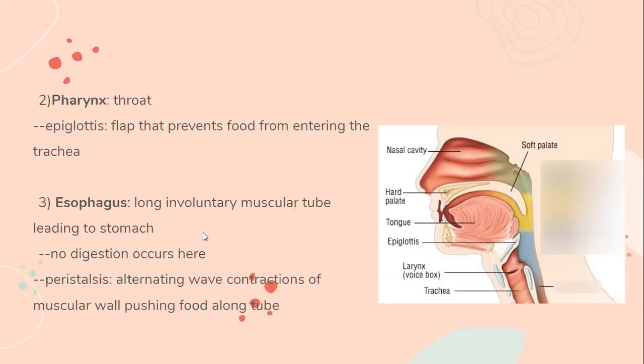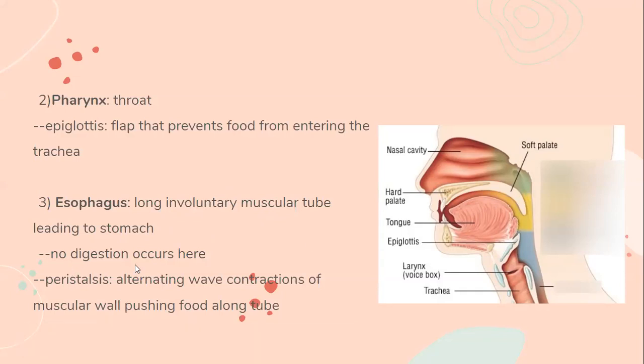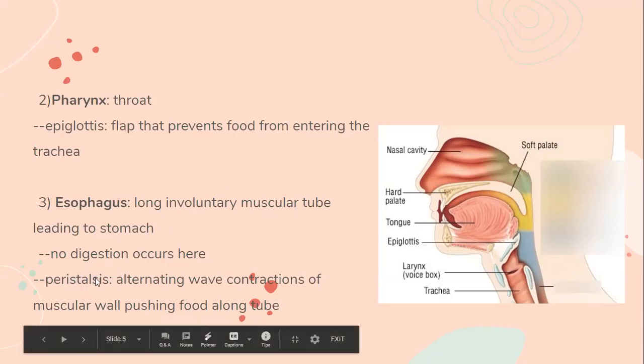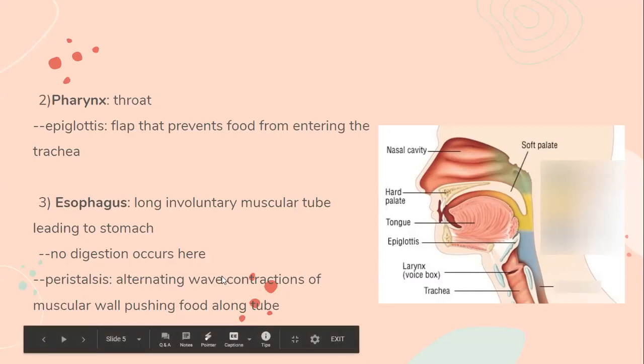It's like the thing I talked about with peristalsis. It contracts and relaxes to force food down to the stomach. There's actually no digestion occurring here, unlike the mouth and the stomach. There are no enzymes or chemicals to break it down. Again, peristalsis mostly occurs in the esophagus, which is alternating wave contractions of the muscular wall pushing food along the esophagus. And so let's go to the picture.